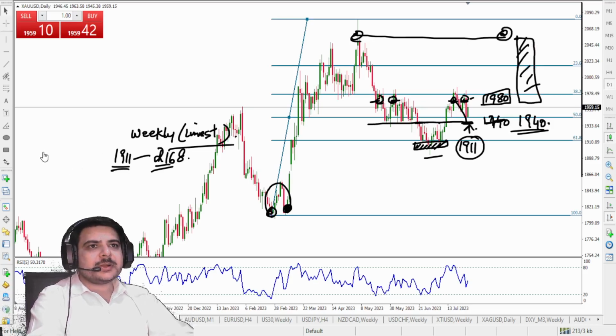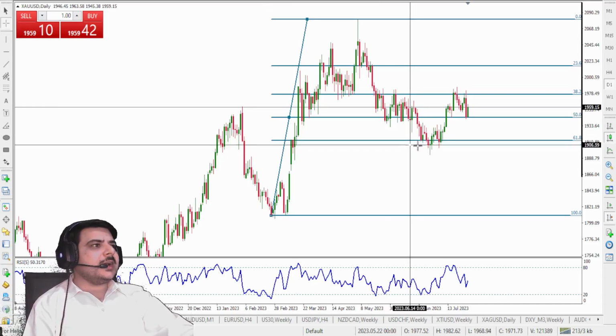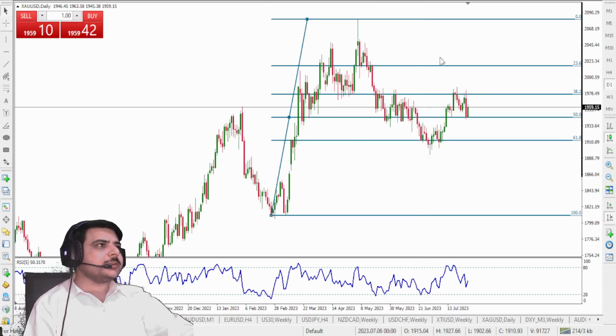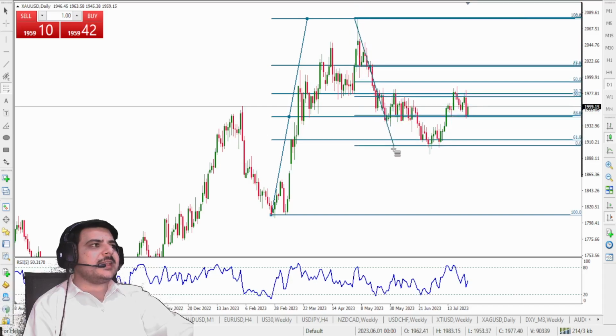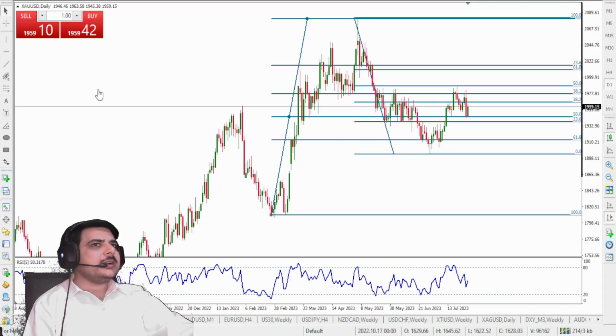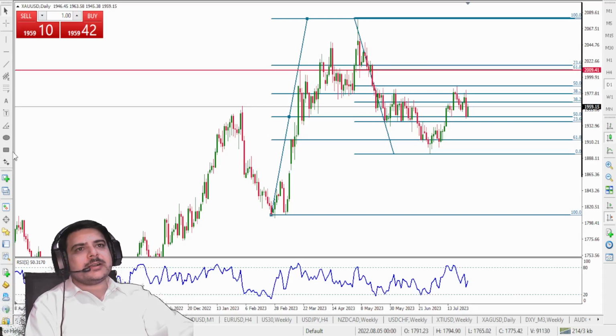So the analysis part, let me show you. Since from right here I became bullish for the long term, and what I have been saying for 2 months, I keep saying it: 2007 is going to be a sell zone for me. But now I have a little bit of changes.